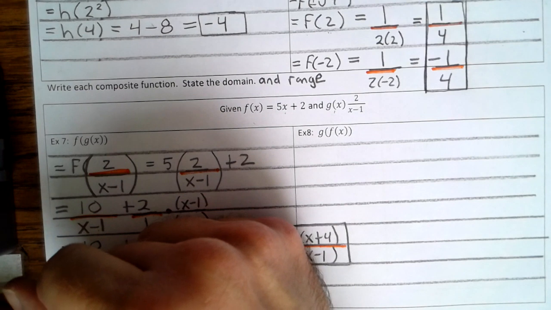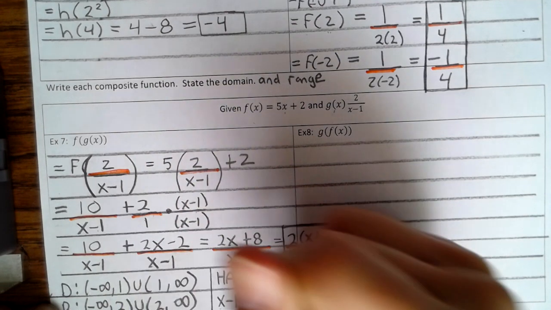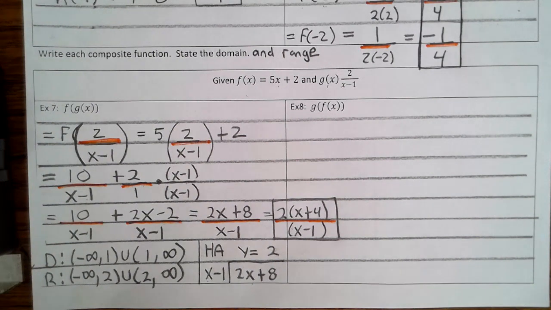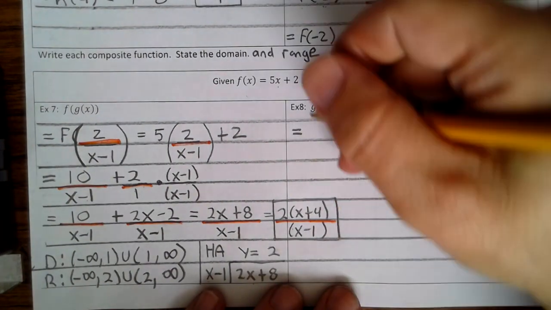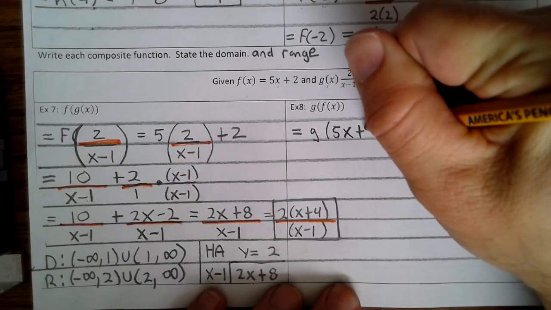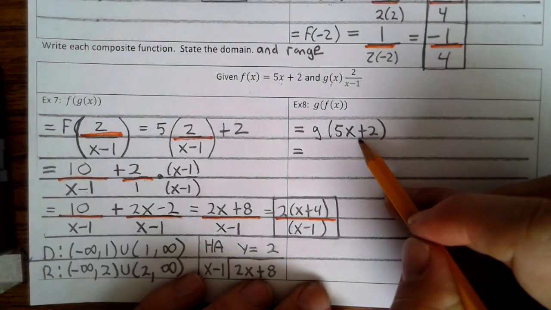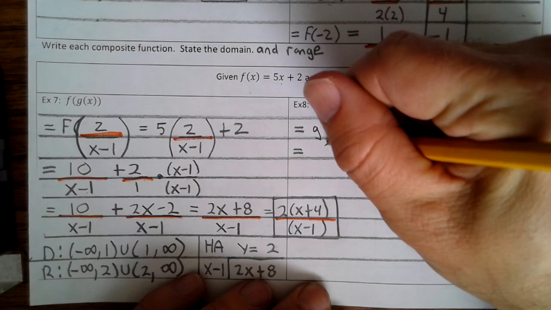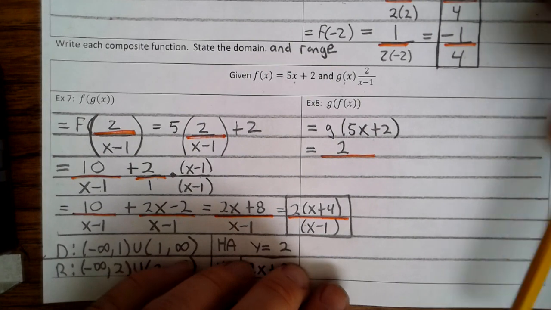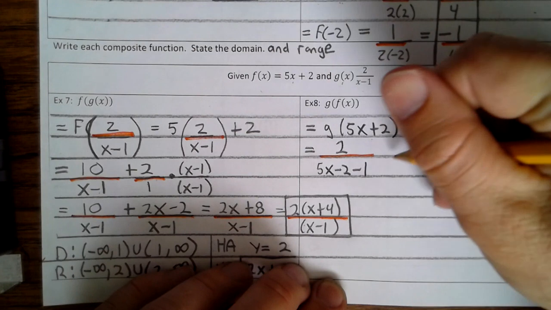All right, now let's take a look at example 8. So that's g of f of x. So that's g of f of x, which is 5x plus 2. So now we substitute 5x plus 2 in for the x. So that's 2 divided by 5x minus 2 minus 1, which equals 2 divided by 5x minus 3.